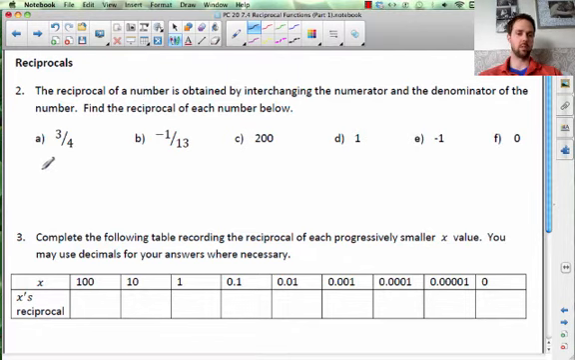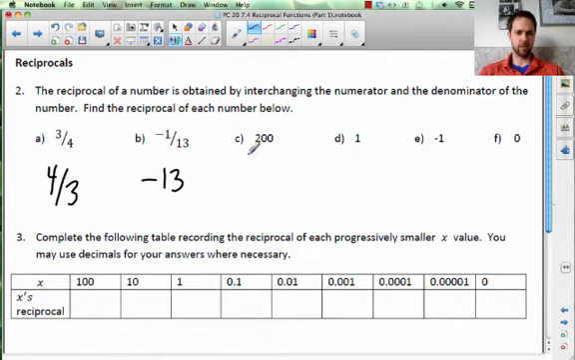So here it just says the reciprocal of a number is interchanging the numerator and denominator. Find the reciprocal of each number below. So this one is 4/3. This one is negative 13 because it's negative 13 over 1, and we don't need the 1 in the denominator. And the negative doesn't have to be with any specific one of these two. It's just the whole thing in general is negative.